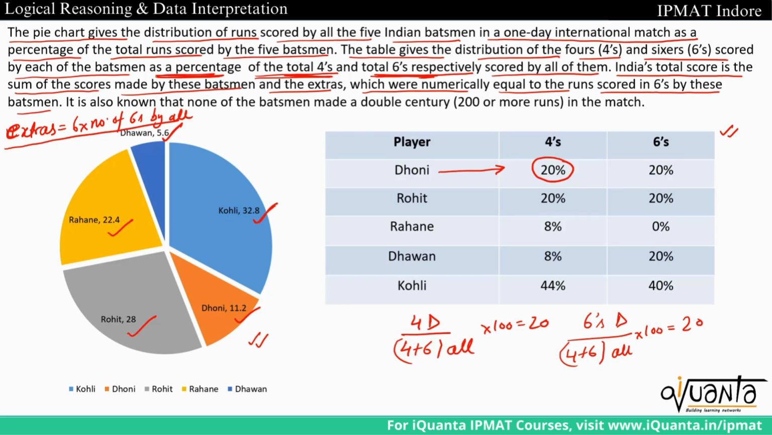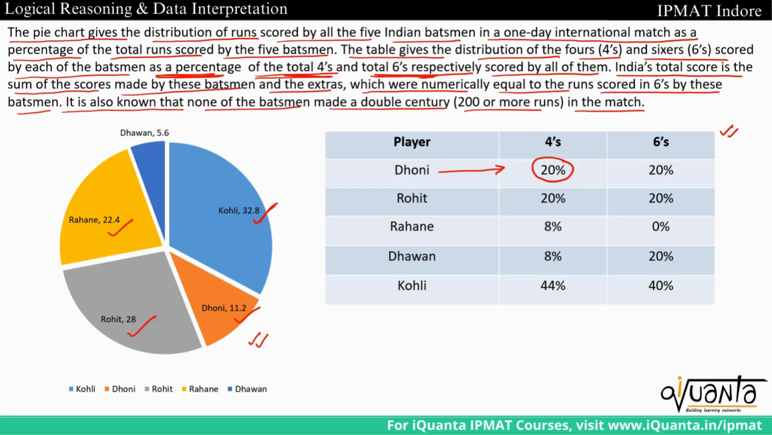Let us read further. It is also known that none of the batsmen made a double century, 200 or more runs in the match. So we have also been told that no batsman is scoring more than 200 runs. Now in the pie chart that we have, we just have the percentage of runs scored as a percentage of total runs for all the batsmen.